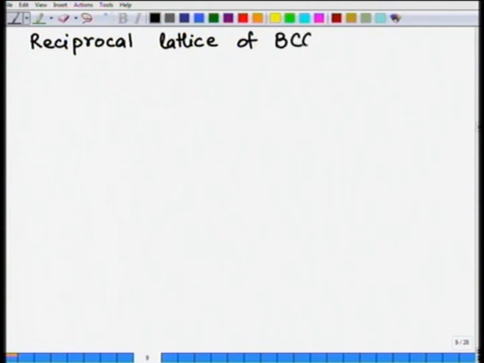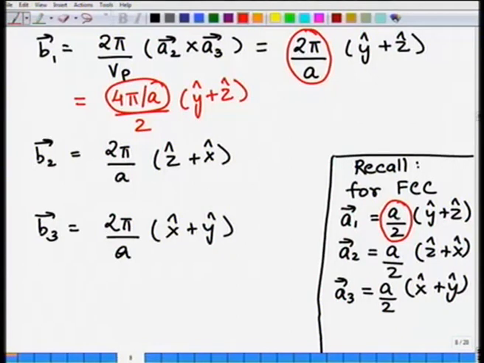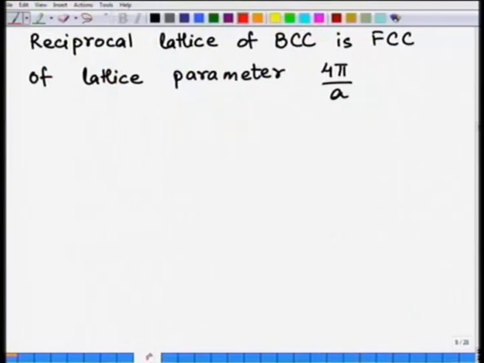The reciprocal lattice of body centered cubic is face centered cubic of lattice parameter 4 pi by a. By comparing this form, I have a 4 pi by a here and just a here, so I am comparing these a's and 4 pi by a. If in FCC the lattice parameter is a, then in this case the lattice parameter will be 4 pi by a, which I have written here. So, that is what this will look like.